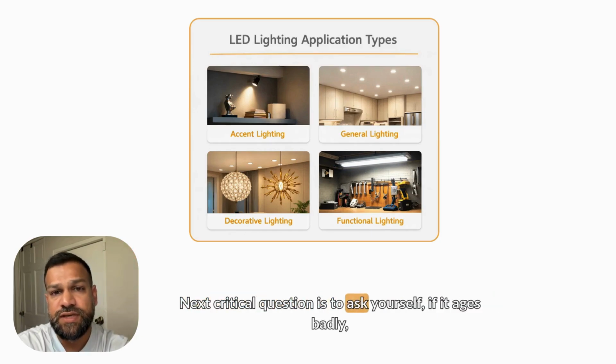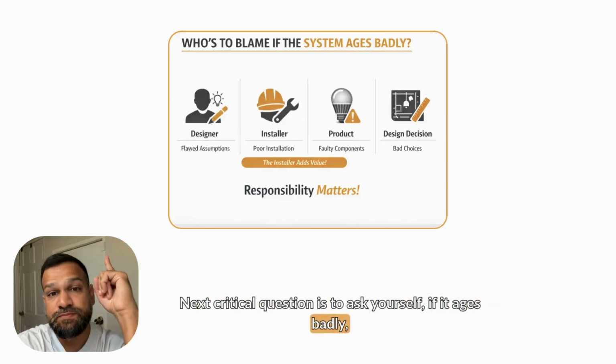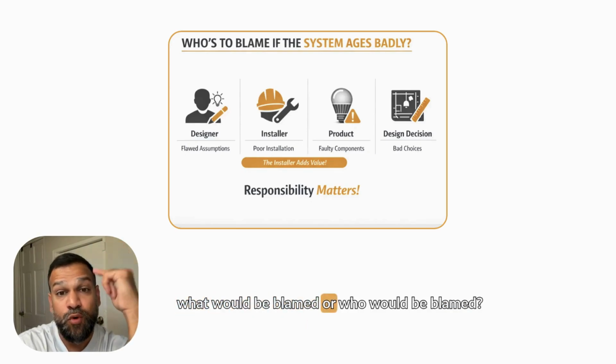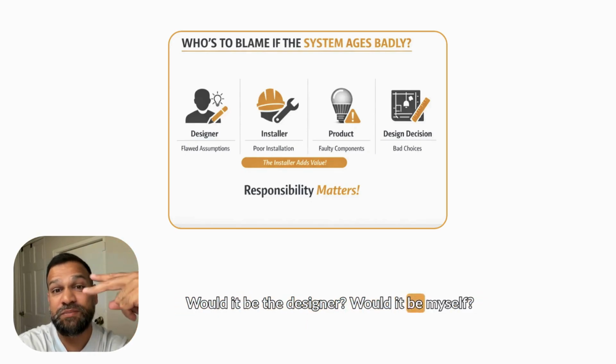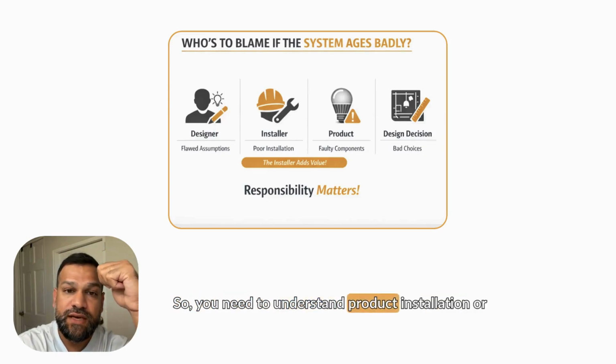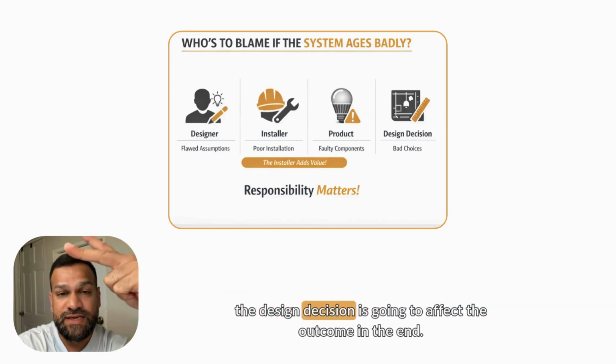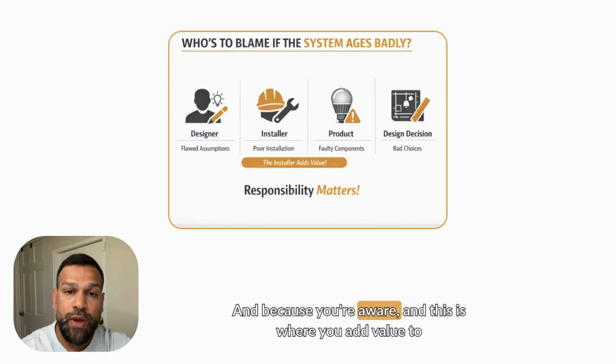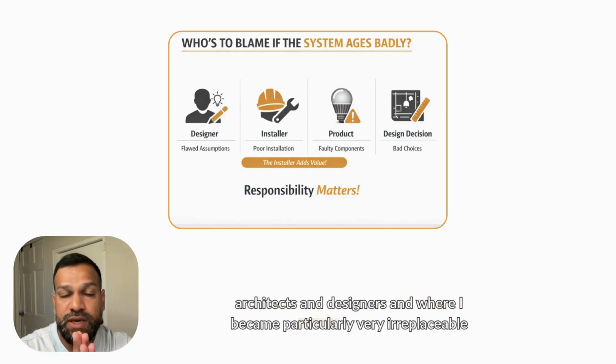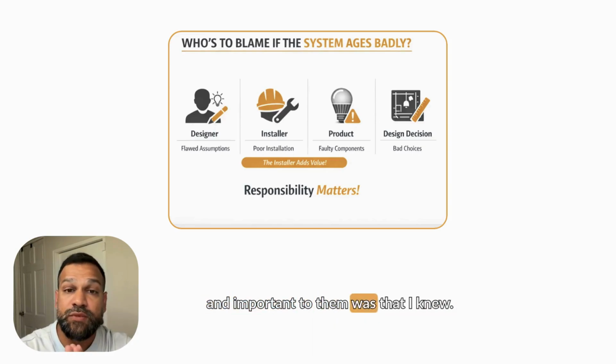Next critical question is to ask yourself, if it ages badly, who would be blamed? Would it be the designer? Would it be myself? So you need to understand how the product, installation, or design decision is going to affect the outcome in the end. And because you're aware, this is where you add value to architects and designers, and where I became particularly irreplaceable and important to them, was that I knew.